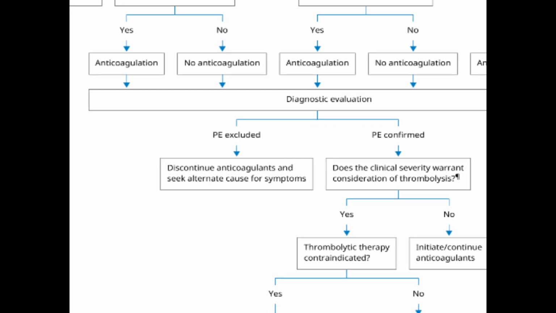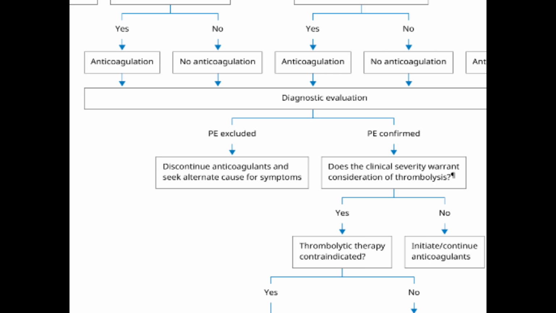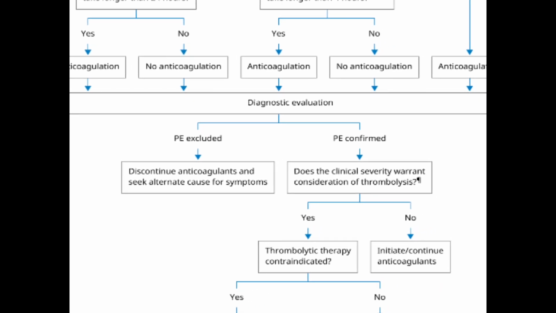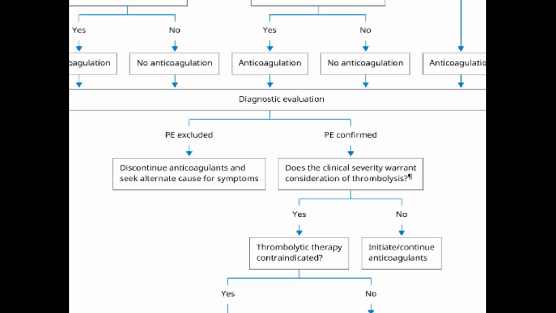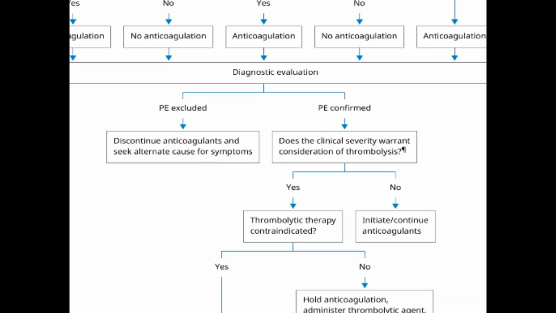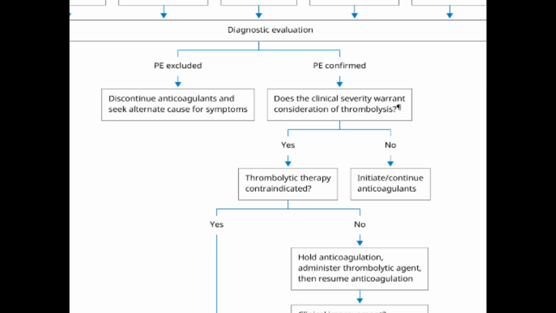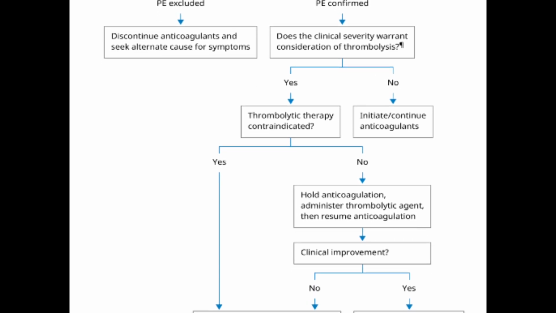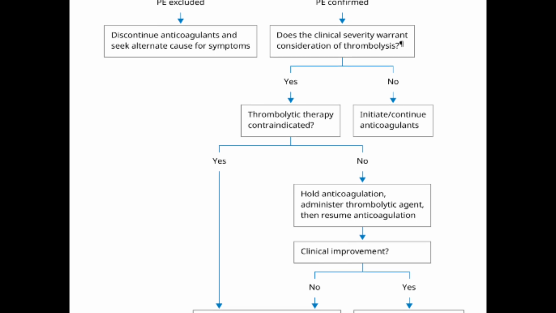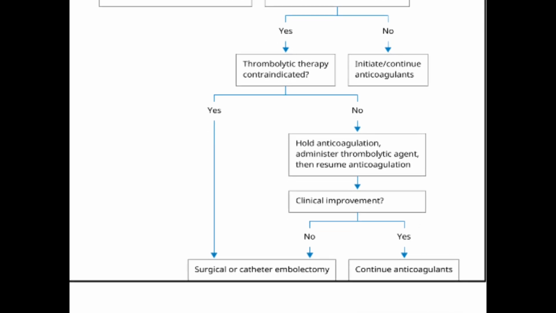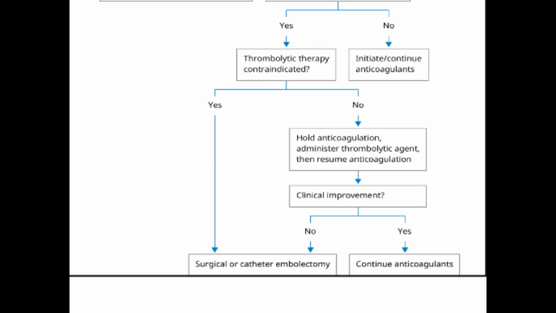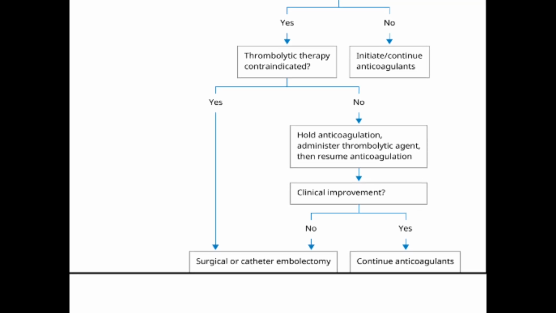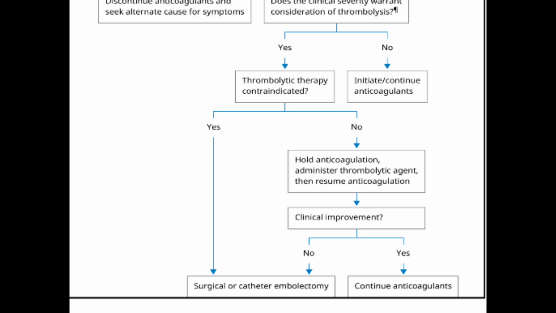If the pulmonary embolism is excluded, then we will discontinue the anticoagulant and seek an alternative cause for the symptoms. If in diagnostic evaluation the PE is confirmed, then we will see whether the clinical severity of these patients needs thrombolysis or not. If yes, then we will try to thrombolyse the patient and see whether there is any contraindication to that or not.